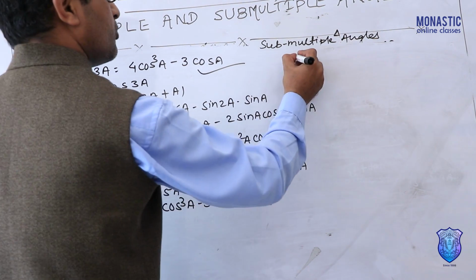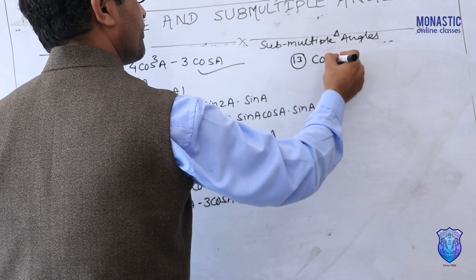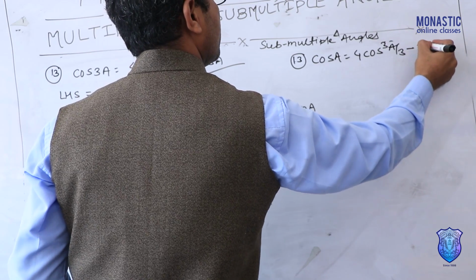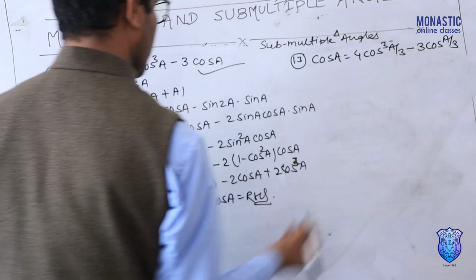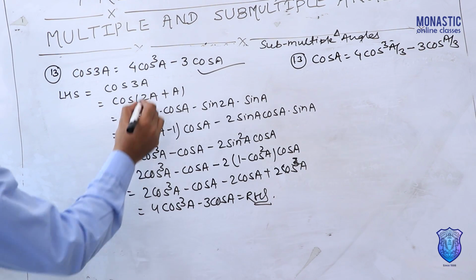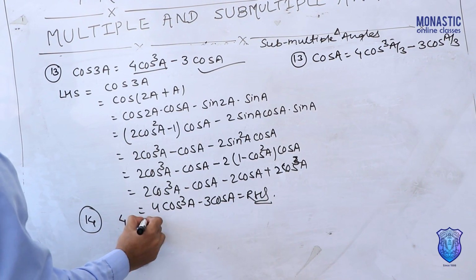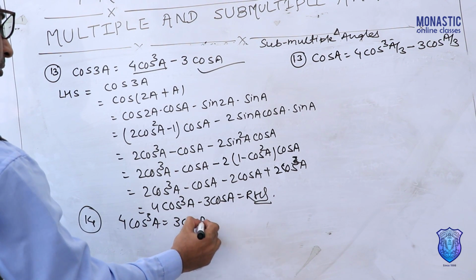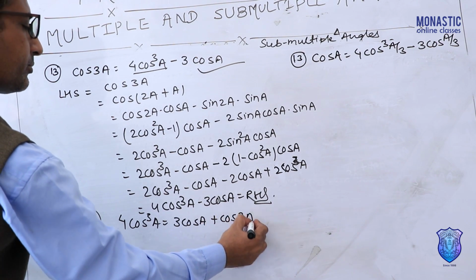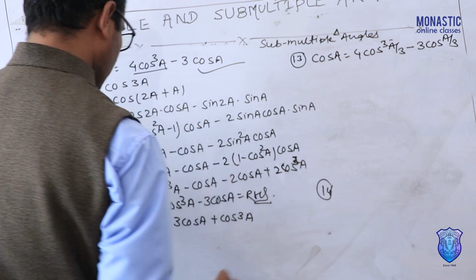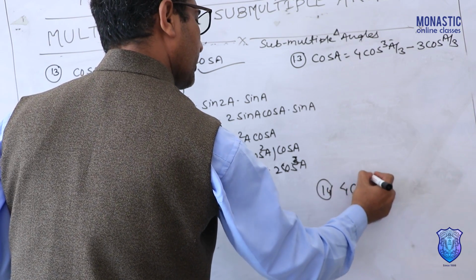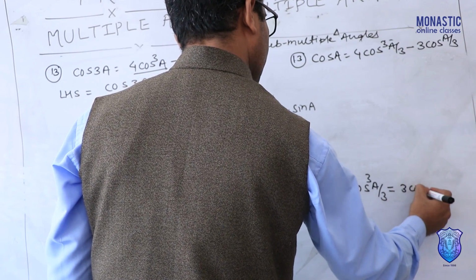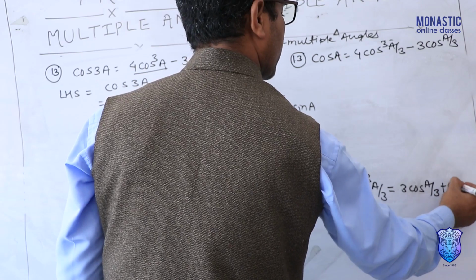And its submultiple formula will be cos A equal 4 cos cube A by 3 minus 3 cos A by 3. When we do the simplify, this 4 cos cube A, changing the side of this, it will be 3 cos A plus cos 3A. Here, in submultiple, we have 4 cos cube A by 3 equal 3 cos A by 3 plus cos A.